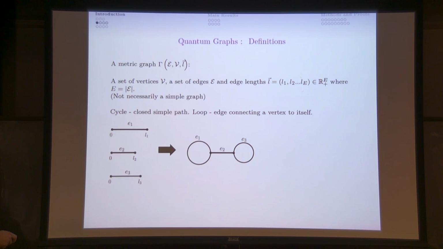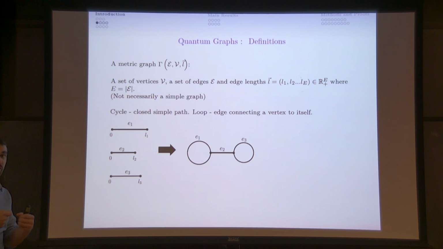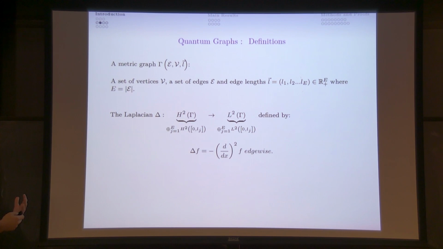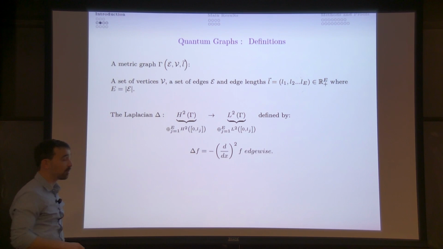As an example here, I have two loops. And the main thing here is that when I talk about functions on a quantum graph, I don't want you to think about just a weighted graph or something like that. The functions are functions on each one of the edges, and I attach them with some kind of compatibility conditions on the vertices. Under this construction, I can talk about the Laplacian edgewise. On each interval, I have the Sobolev space and the L2 space, and I'm looking at the sum of them, and I have this operator that acts edgewise. Up to this point, this operator is not self-adjoint yet.